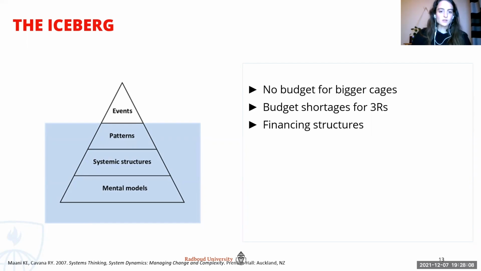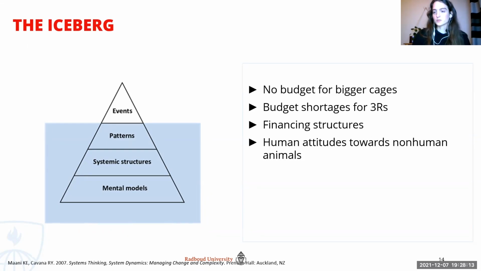And then below that, you have what are called mental models. Those are beliefs and values, things like that. There you could have what we saw already twice, human attitudes towards non-human animals. The idea is that if those attitudes would change, let's say we would value mice as much as we would value humans, then of course that would also lead us to restructure our finances and maybe not even finance research that uses mice anymore. So you can see how different layers of the iceberg can affect one another.